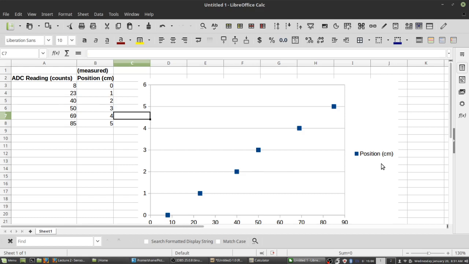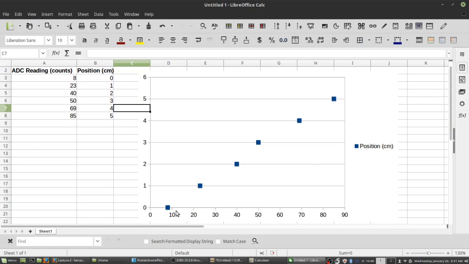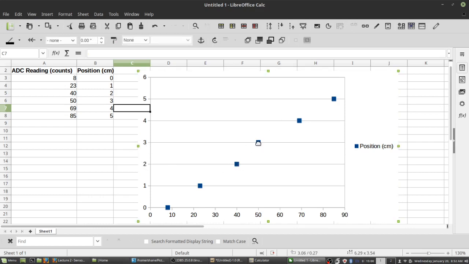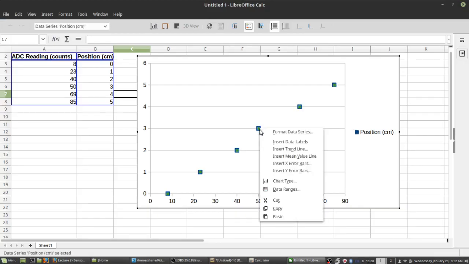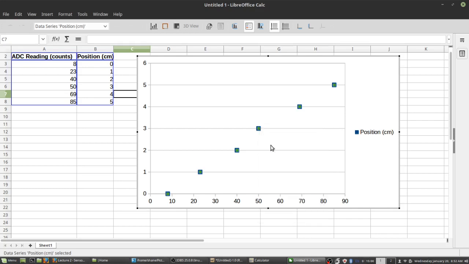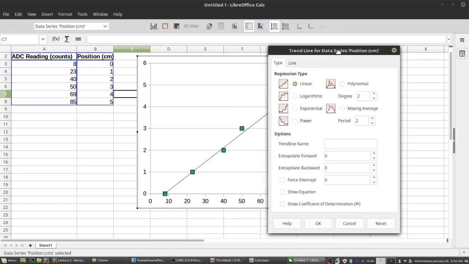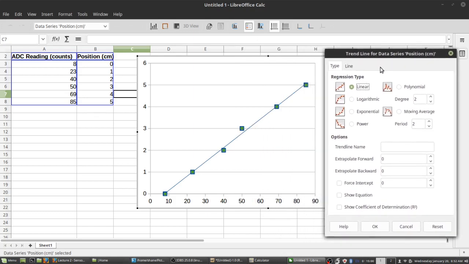So we've got this chart, and we can see that as the ADC increases, that means the position is also increasing. And it looks fairly linear. We have a little blip here, but what we want to do is insert a trend line. So I just right click the data set and insert a trend line. You should see something that comes up like this. You might have more or less options, but this looks like a linear relationship, so that's what I'm going to select.